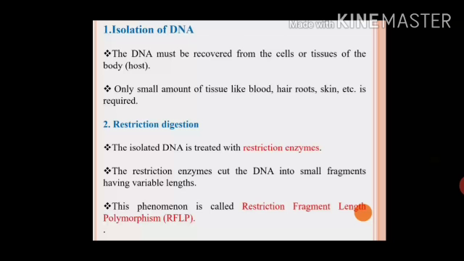Then second, restriction digestion. The isolated DNA is treated with restriction enzyme. The role of restriction enzyme is to cut the DNA into small fragments having variable lengths. That is, restriction enzyme is a molecular scissor. This entire phenomenon is called RFLP, that is restriction fragment length polymorphism.